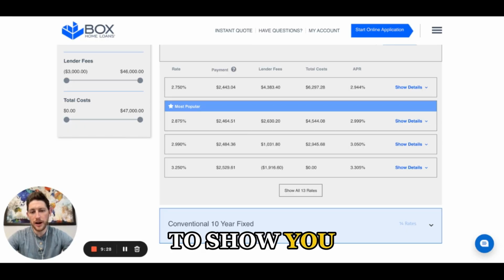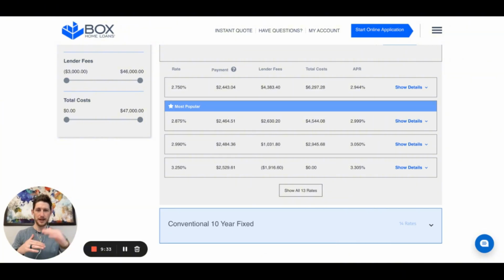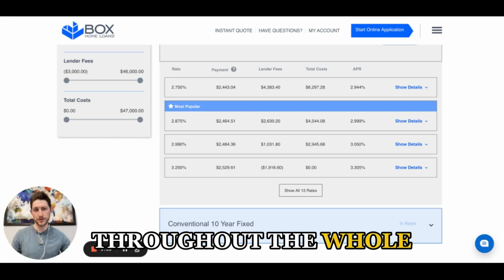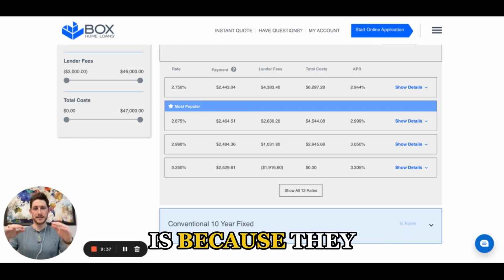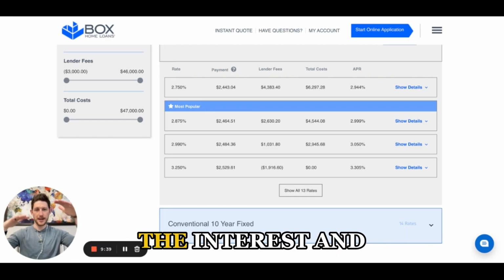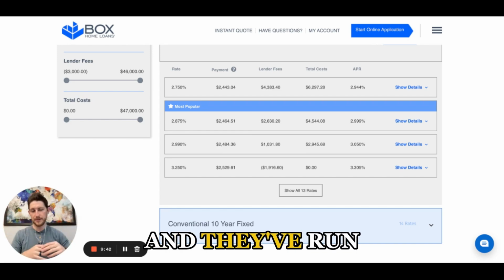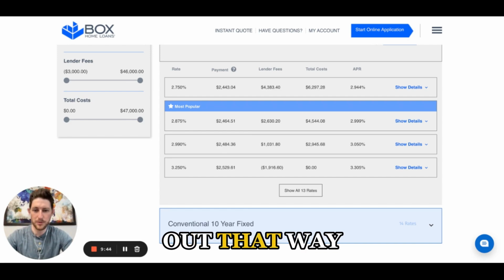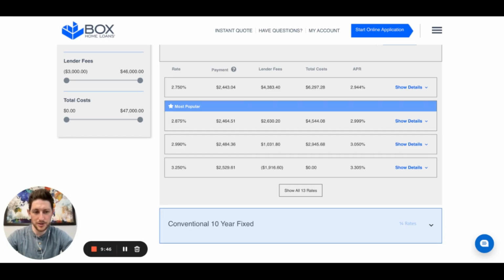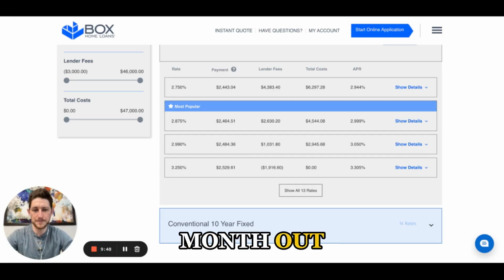So I want to show you how the amortization table kind of works. That's how they keep a level payment for every month throughout the whole term of the loan, because they just slowly adjust the interest and principal, and they've run the calculations and it works out that way. So it's a steady payment that you can count on month in and month out. So I hope that helps.